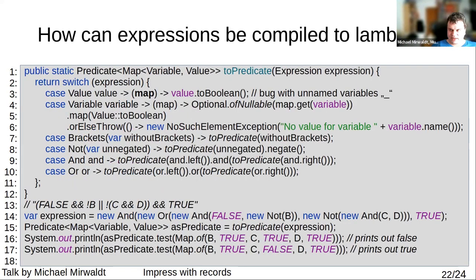And now, last but not least, usually a compiler creates something executable. In this case here, I thought of making it a predicate where you can just pass a map with values for variables, and then this predicate evaluates it for you. And you don't need to care anymore what actually happens there. And you see, it's not very complicated. At least I hope so.